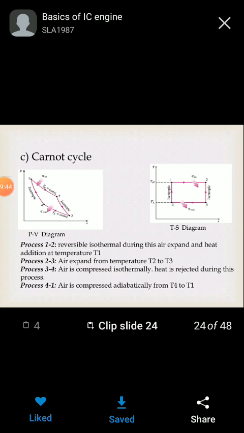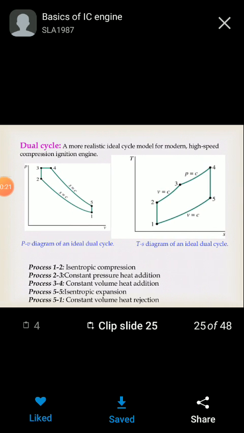Now, the Carnot cycle, a very important cycle. Show the PV diagram and TS diagram of the Carnot cycle. In process 1 to 2, the air expands reversibly and isothermally, with heat addition at temperature T1. In process 2 to 3, the air expands from temperature T2 to T3. In process 3 to 4, the air is compressed isothermally and heat is rejected during this process. In process 4 to 1, the air is compressed adiabatically from T4 to T1.